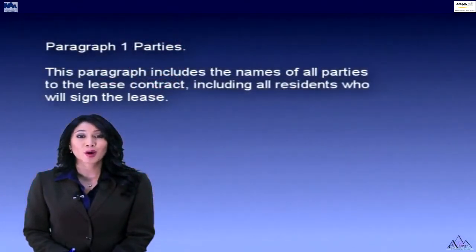Paragraph 1, Parties. This paragraph includes the names of all parties to the lease contract, including all residents who will sign the lease. It also requests the name of the apartment community, the specific unit number, and physical address of the dwelling. The owner or manager of the community is also listed in this section, as well as their address. The section also gives the address that written notices to the owner or manager should be sent.